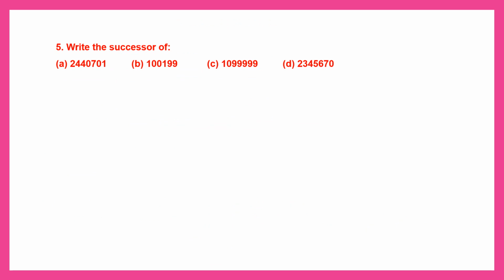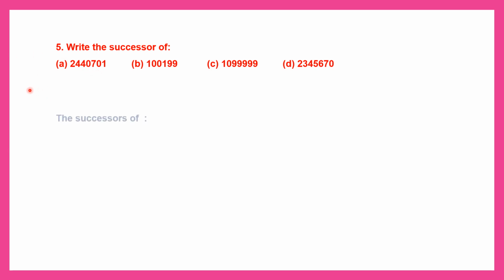Question 5. Write the successor of. Successor means the number that comes after. So here we have A, B, C and D questions. We are going to write the number that comes after each of these numbers. Now, how do we find the number that comes after? By adding 1 to these numbers, you find the successor of these numbers.